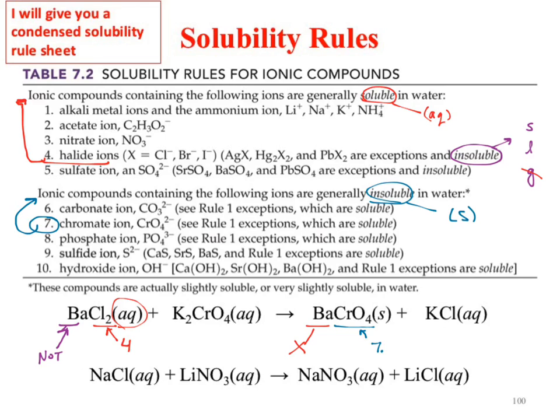Alkali metal ions, which happen to be the first column of our periodic table. Is barium in the first column? No, so we don't worry about the exception. Barium chromate will be a solid. The phase is correct. Okay.